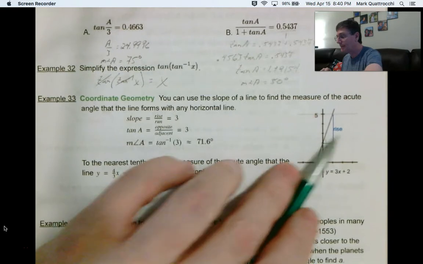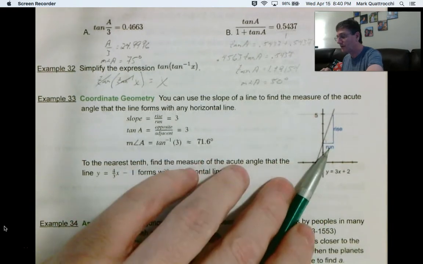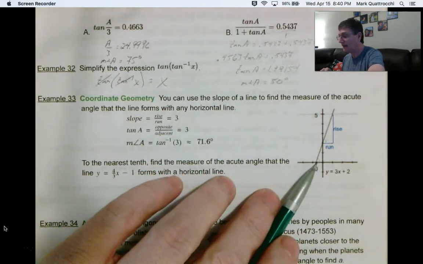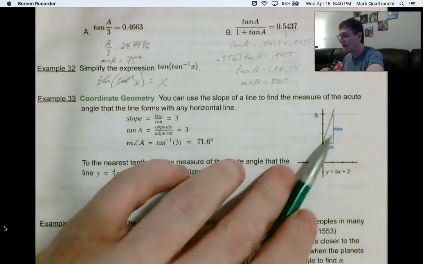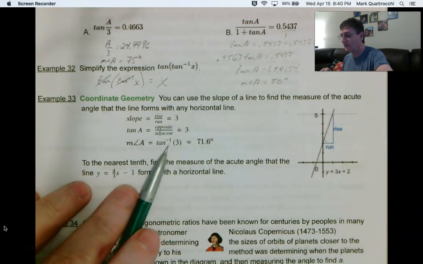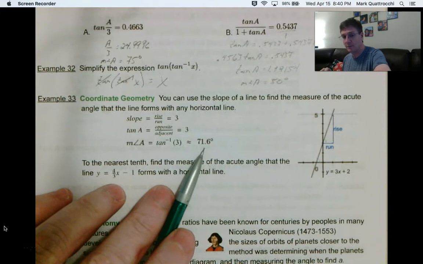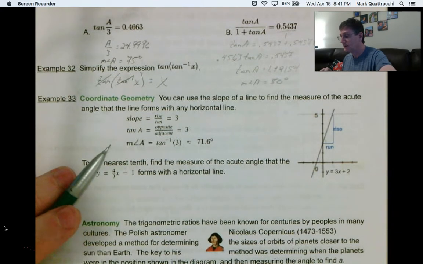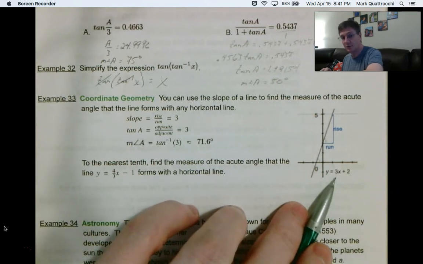Tangent is rise over run, opposite over adjacent. So the tangent of angle A, in this case, we're going to call it angle A, is 3 over 1, or 3. Inverse tangent of 3 is 71.6. So the shortcut is inverse tangent of the slope.